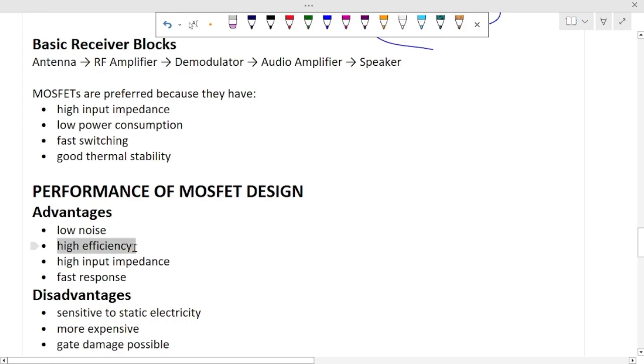High efficiency. In fact, you can even think of high efficiency because we see from here low power consumption, fast switching, good thermal stability. So of course, high efficiency. Okay, we've already mentioned high input impedance as one of the reasons why people prefer it. So of course, it's an advantage. High input impedance, and we already mentioned fast switching. So of course, we can talk about what? Fast response. So these are the advantages, almost like repeating what we have here.